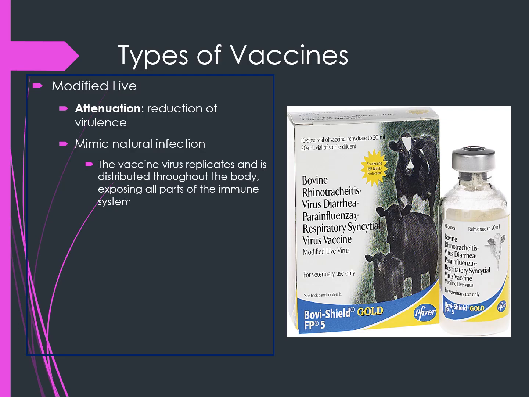Modified live vaccines are derived from a naturally occurring pathogen that has been weakened through laboratory techniques, so it does not cause a disease but still triggers an immune response. This is the process of attenuation. This often provides strong and long-lasting immunity due to its similarity to a natural infection. These types of vaccines may not be suitable for immunocompromised patients.